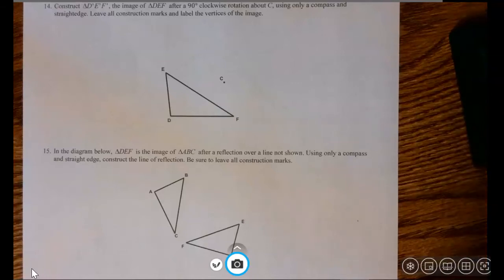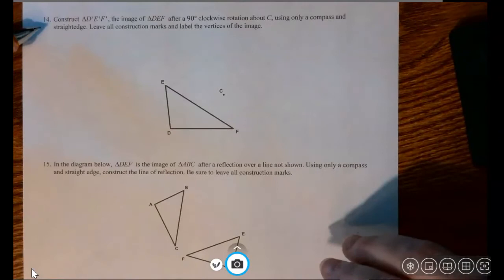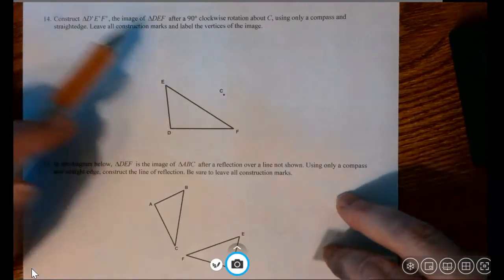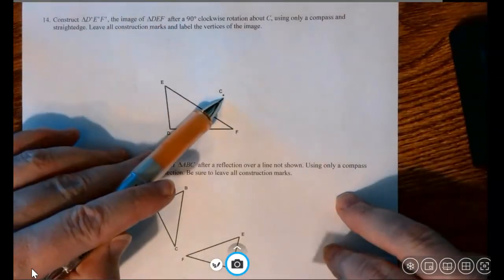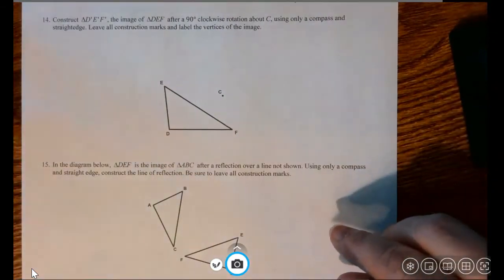Hey there. So in this video, I'm going to go over some of the constructions that were on the Unit 3 review. So there's a couple of new ones here. So for number 14, we're going to rotate 90 degrees clockwise around point C. We haven't done a 90-degree rotation in terms of a construction.